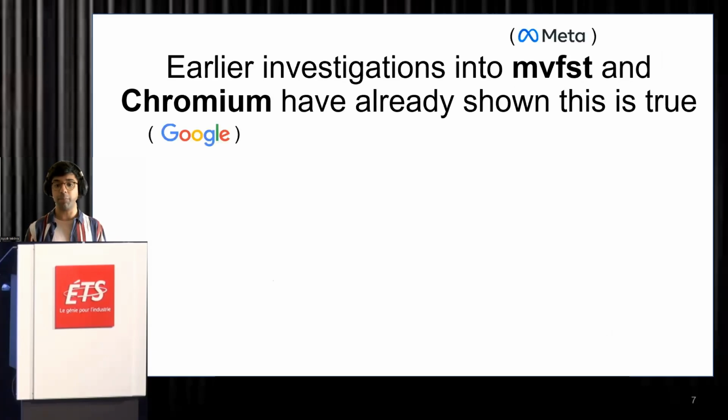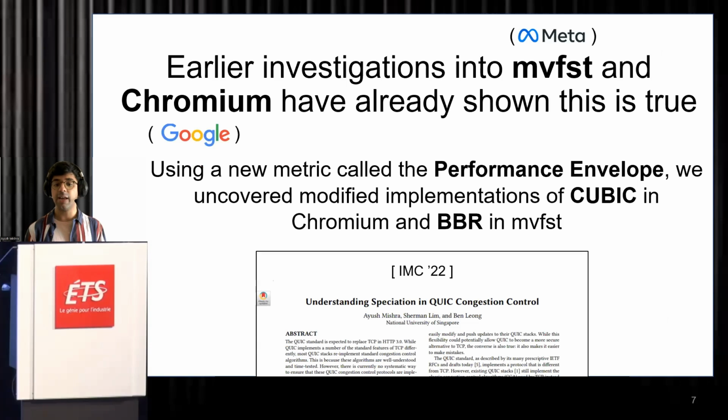Last year, in a short paper we presented here at IMC, we uncovered modified implementations of QUIC and BBR in Google and Meta's QUIC stacks using a new metric called the performance envelope. Our preliminary results then set up the motivation for the work I'm presenting today.